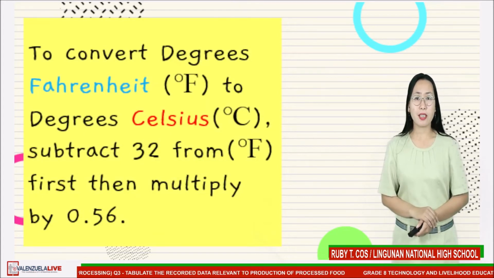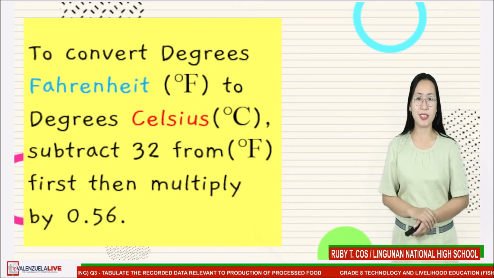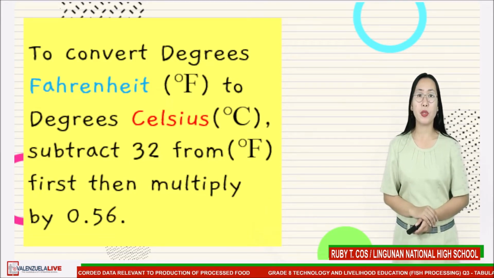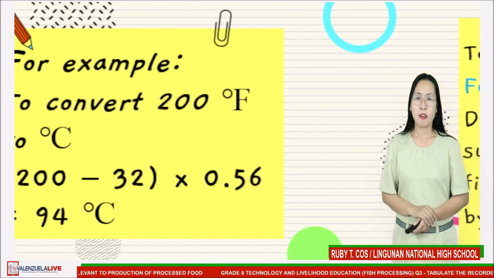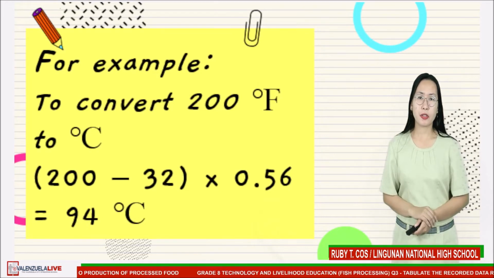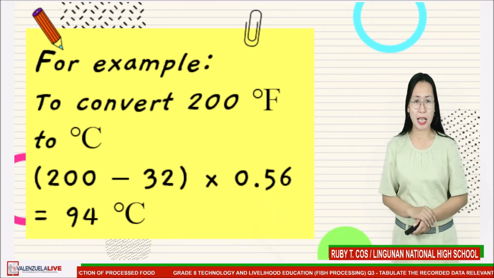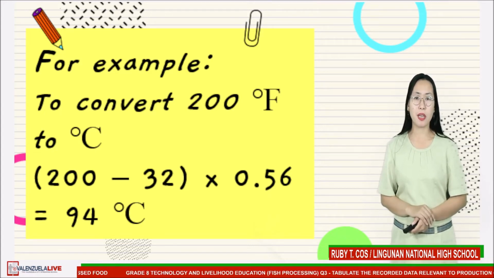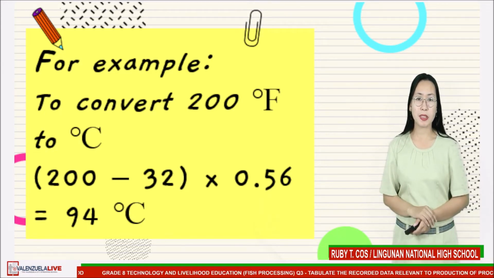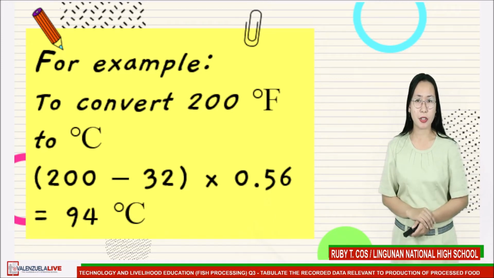To convert degrees Fahrenheit to degrees Celsius, subtract 32 from degrees Fahrenheit first, then multiply by 0.56. For example, to convert 200 degrees Fahrenheit to degrees Celsius, all you have to do is subtract 32 from 200, times 0.56. That will give an answer of 94 degrees Celsius.